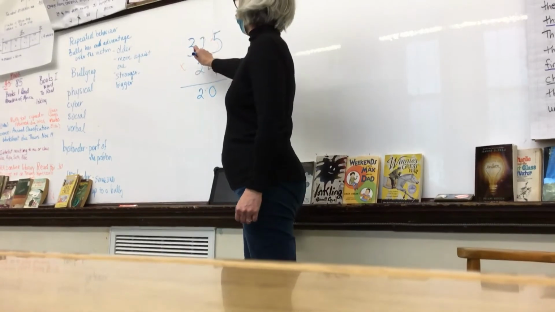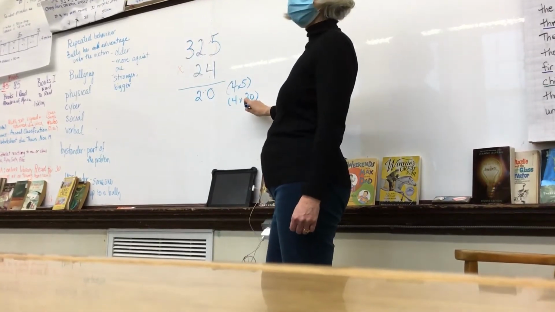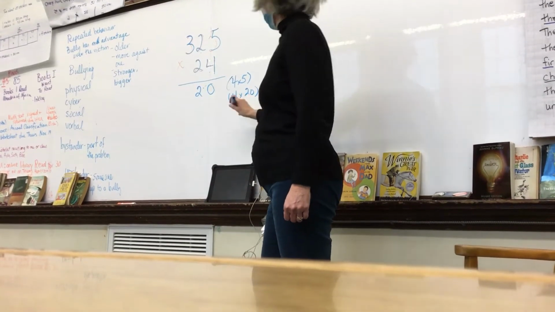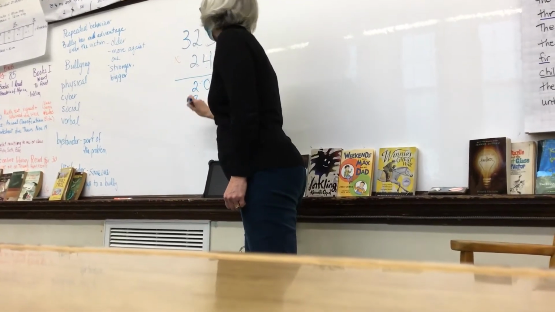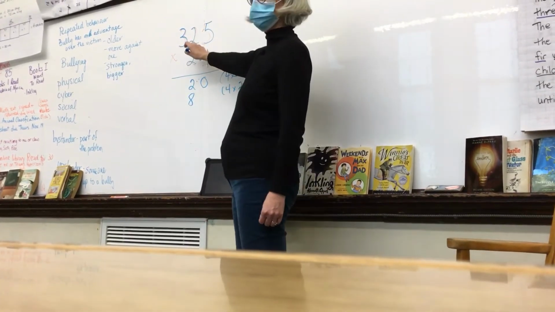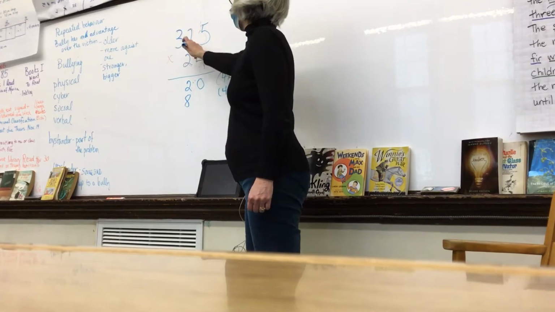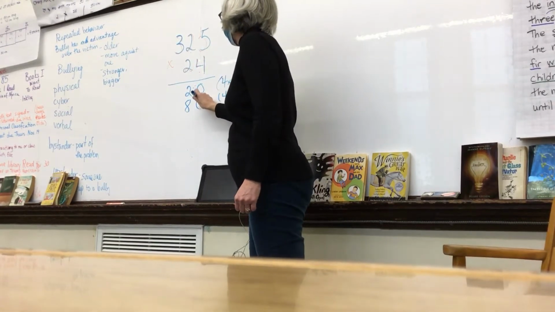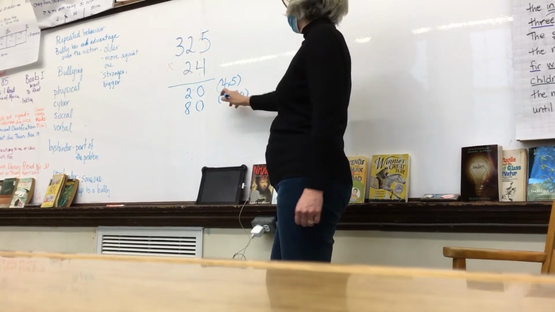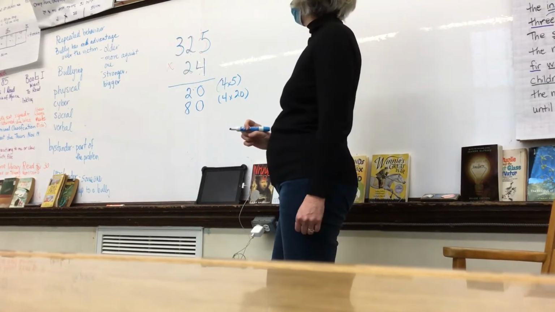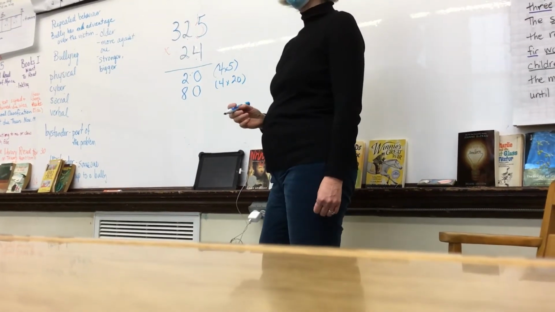Because I'm doing 4 times 2, and the 2 is worth 20, that's really 80. So I'm going to put the 8 in the tens place, because I'm multiplying by 2 tens. But because I'm multiplying by 2 tens, I don't have any 1s, so I'm going to put the 0 there. Because 4 times 20 is 80. Then what do I do next?